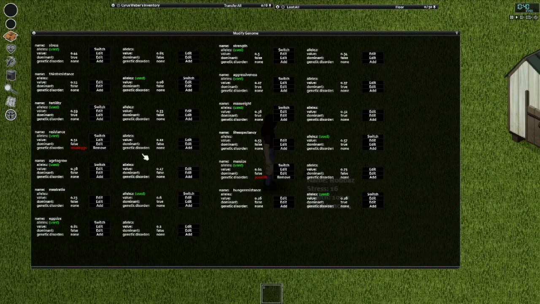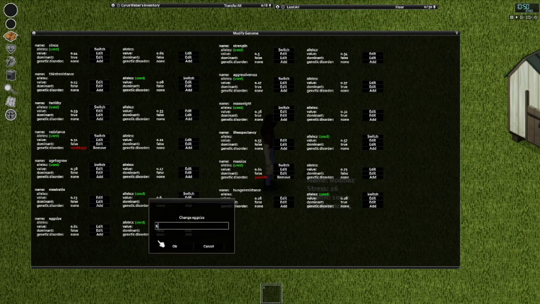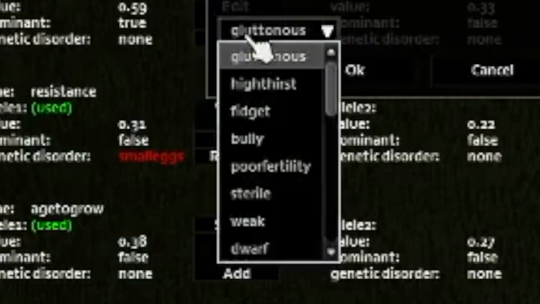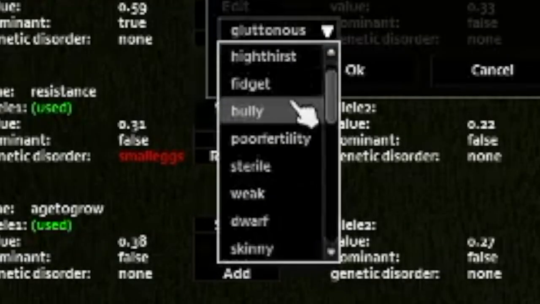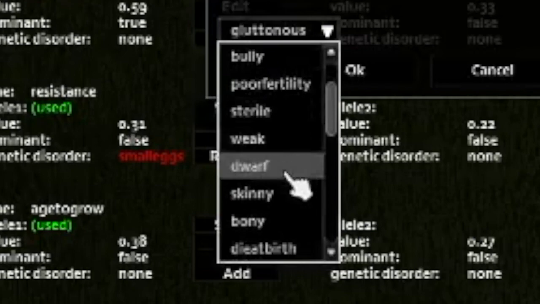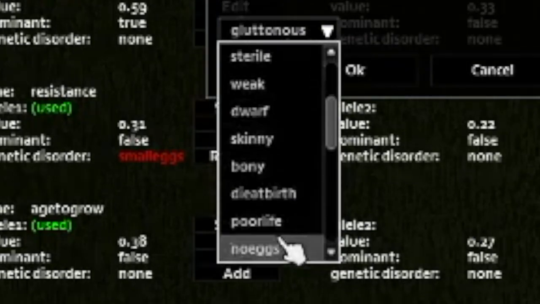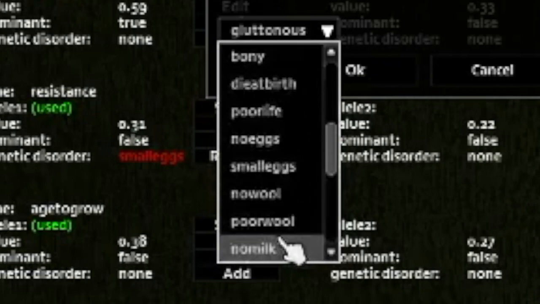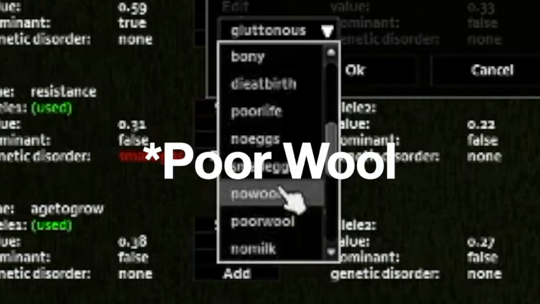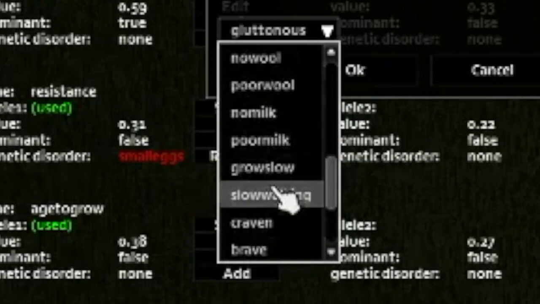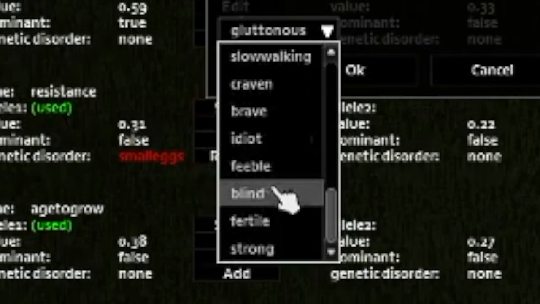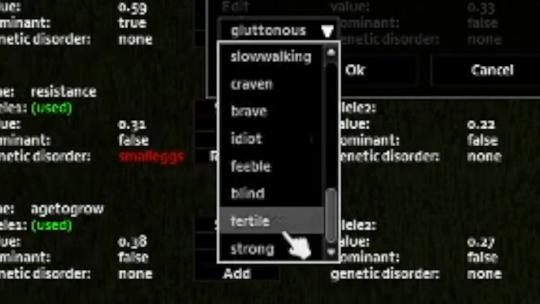We then get to see the dev change some values and switch which allele is being used. They then change the genetic disorder associated with an allele and we can see the different disorders possible. So far the disorders are gluttonous, high thirst, fidget, bully, poor fertility, sterile, weak, dwarf, skinny, bony, what looks like dead birth, poor life, no eggs, no wool, small wool, no milk, poor milk, grow slow, slow walking, craven, brave, idiot, feeble, blind, fertile, and strong.